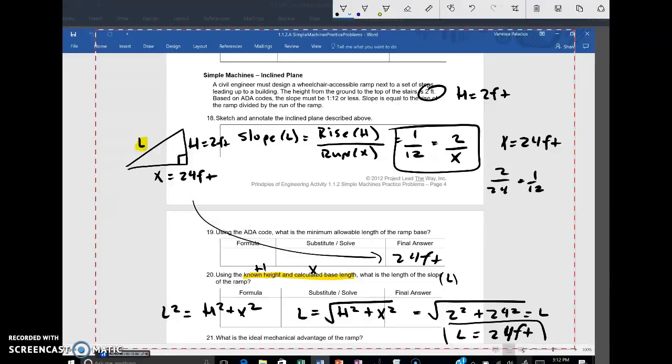Okay? And then the last problem here tells you to solve for the ideal mechanical advantage of the ramp. Okay? And the ideal mechanical advantage is going to be L over H, right? So we know our L, we just solved for that, right? So here's our L. So that's going to be 24, and we know our H, right? Our H over here is 2. So what does that give us? 24 over 2 is going to be 12. So our IMA is actually equal to 12, okay?